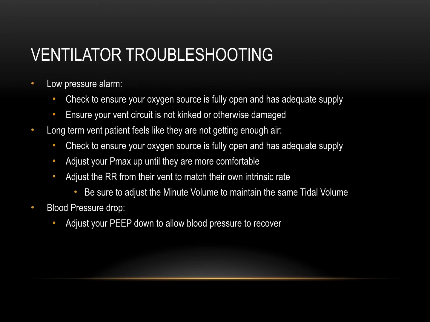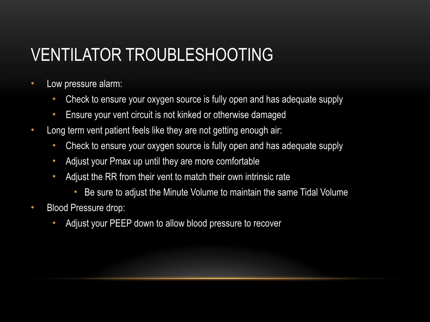So what happens if we run into some problems? So make sure that we run through these steps. So usually the low pressure alarm and the patient saying they're not getting enough air kind of work hand in hand. We're going to check first to make sure that our oxygen sources are fully open and have adequate supply. Remember, this vent is a pneumatic vent. It requires pressure and an air supply to work effectively. If we don't have that, then we're going to hit low alarms. Our patients aren't going to be getting enough air.